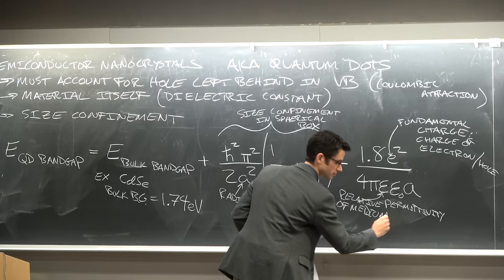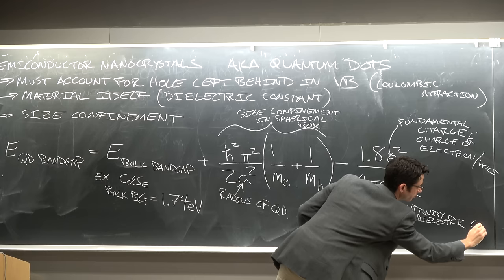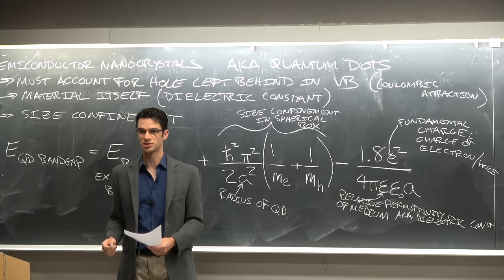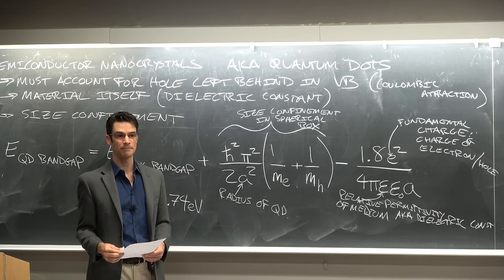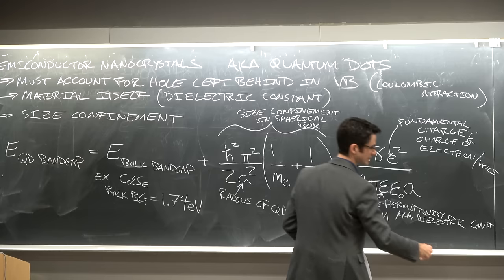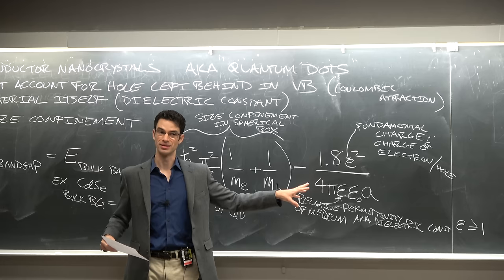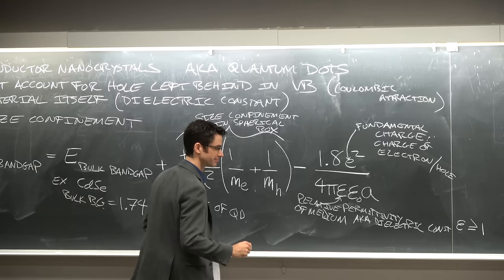Can everybody see it if I write down here? So, AKA dielectric constant. What are the possible values of dielectric constant? Anybody know? The dielectric constant of air or vacuum is 1. Air is like 1.000 something. Dielectric constant has to be greater than or equal to 1. In this particular case, the dielectric constant is also dependent on size, but we're not going to worry about it right now. Or ever. Until the next professor tells you you have to worry about it.